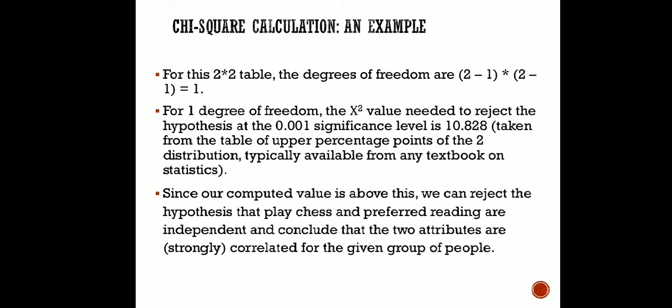With the help of this statistical tool, we can find out whether these two attributes or these two data are related to one another or not. If the chi-square value is higher, in that case we will say they are correlated to one another, they are not independent.